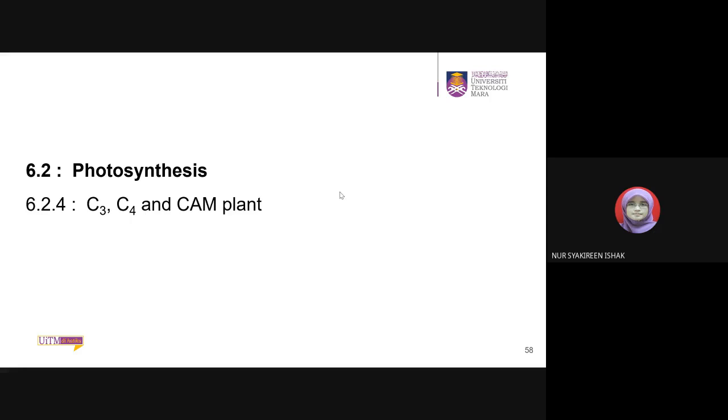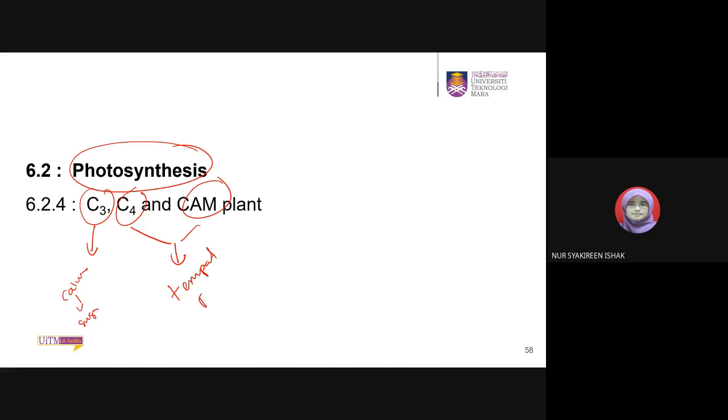Okay, so C3, C4 and CAM plants. Saya summarize lah. Photosynthesis untuk C3, C4 dengan CAM. C3 ni adalah kumpulan tumbuhan yang paling banyak. So dia akan undergo the normal Calvin cycle to produce sugar. Tapi untuk CAM, dia adalah tumbuhan yang tumbuh dekat tempat yang panas. Hot and arid area kan.